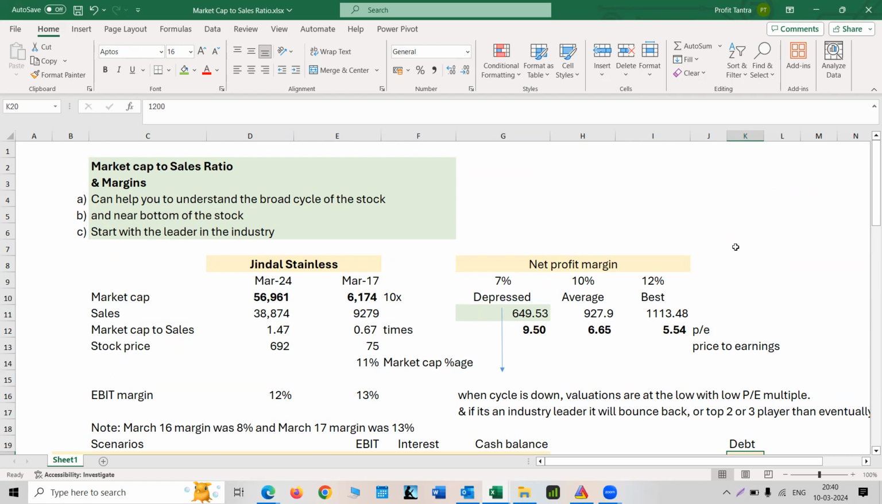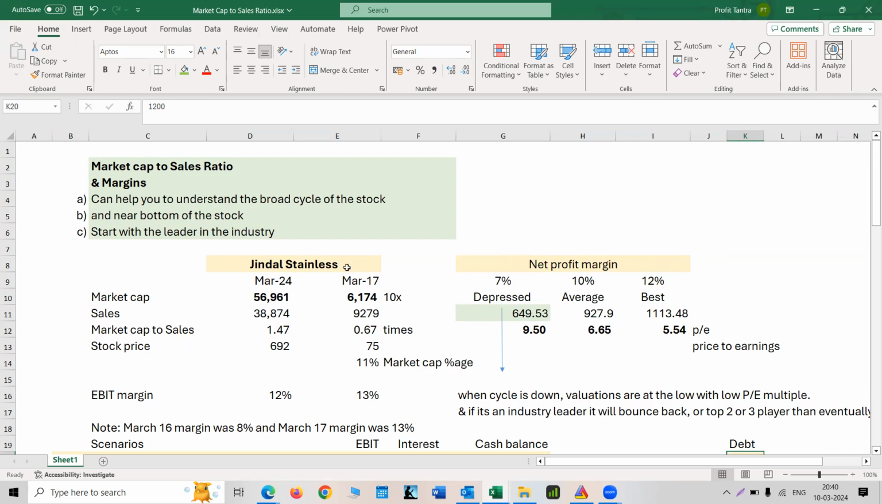And you are talking about the leaders. I'm talking about starting with the leader, correct? Analyzing the leader, like that. Because small players will go off whenever such things happen for a long period of time, correct? 3 years, 4 years of compressed margin, definitely small players will go out of the sector, out of the business, correct? Like that. But currently Jindal Stainless is in compressed margin.